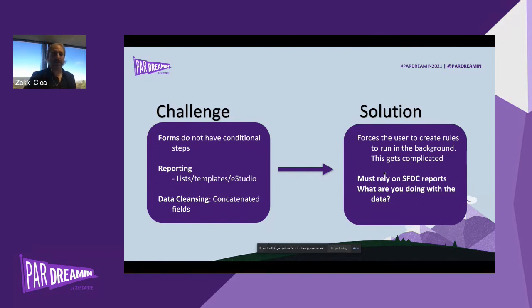We can still proceed. The reporting there, with the difference between list emails and templates in eStudio, I wish that there was more of a consolidated view of it. It forces us to export things and try to match things up or to think of campaigns differently.